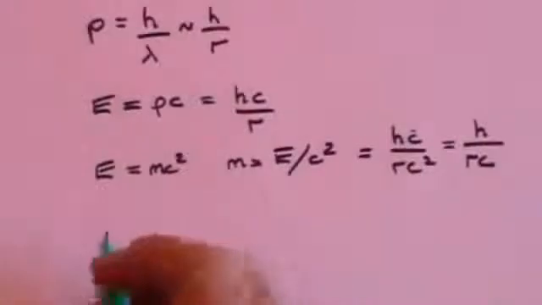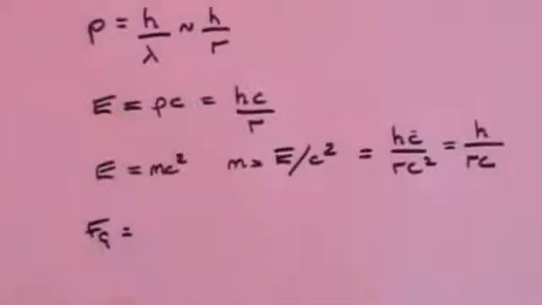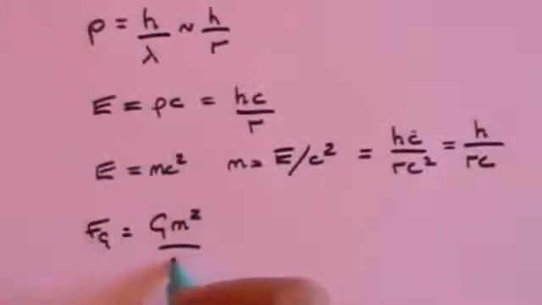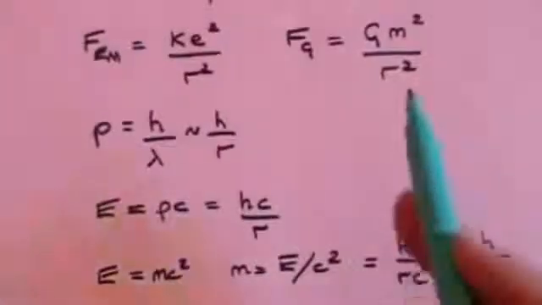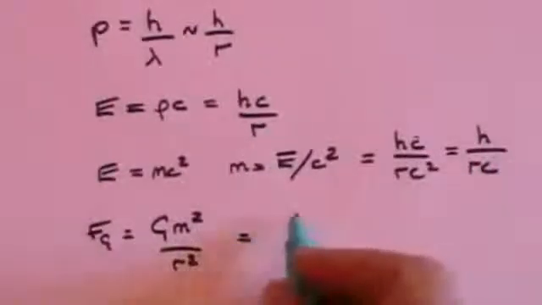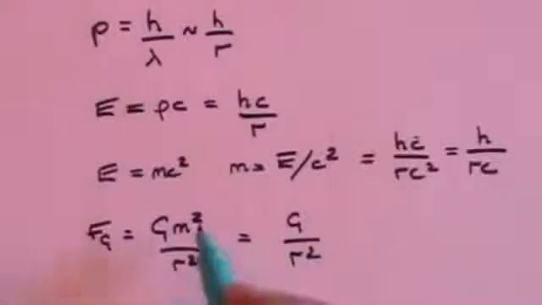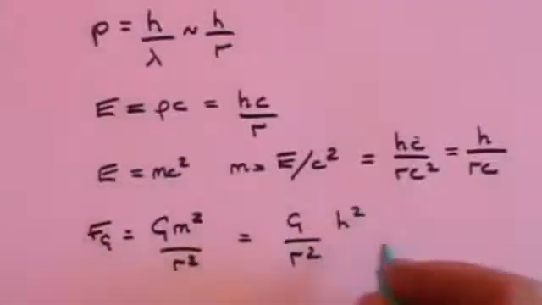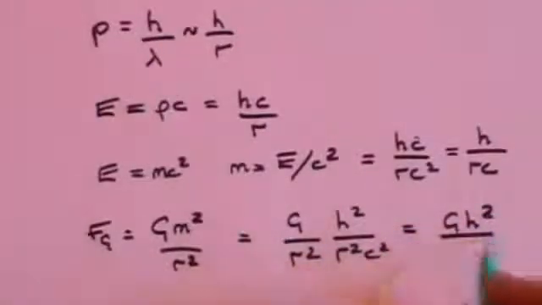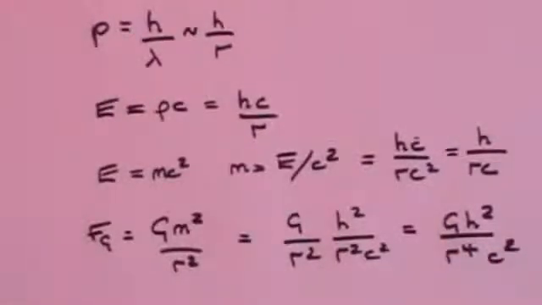So now Fg, the gravitational force between the two electrons, which remember we said was Gm squared over r squared, that's just to remind you here. Now I'm going to say that m is h over rc, so that is going to be G over r squared times m squared, which is just going to be h squared over r squared c squared, and that's Gh squared divided by r to the fourth c squared. So now I've got a force which is now expressed in these terms. This is c, the speed of light.